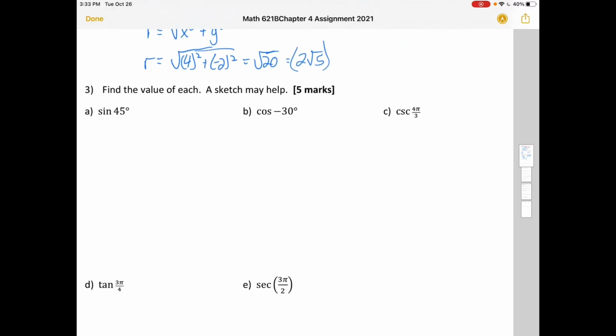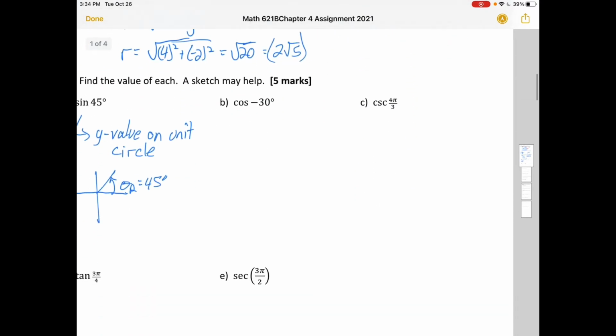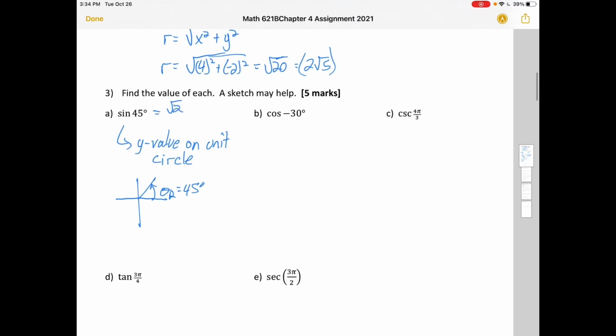All right, the next one, the sine of 45. This is not just asking you to find 45 and write it as a radian measure. It's asking what's the sine of 45. In other words, what's the y value on the unit circle? So they've told us the angle. So let's draw it. 45 degrees is going to look like this. Okay. And I can know that my reference angle is going to be 45 degrees. It is just 45 degrees. So I can head up here and I can see the y value at 45 degrees is root 2 over 2. So the sine of 45 degrees is root 2 over 2.